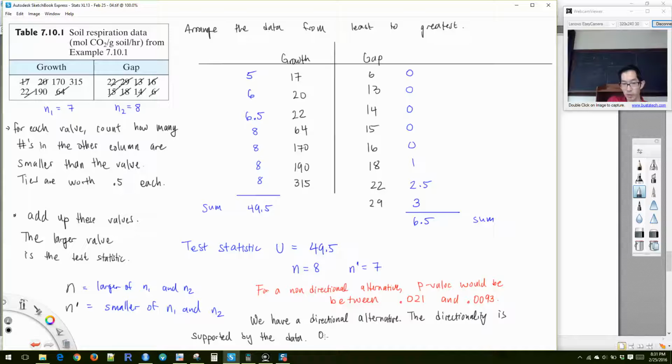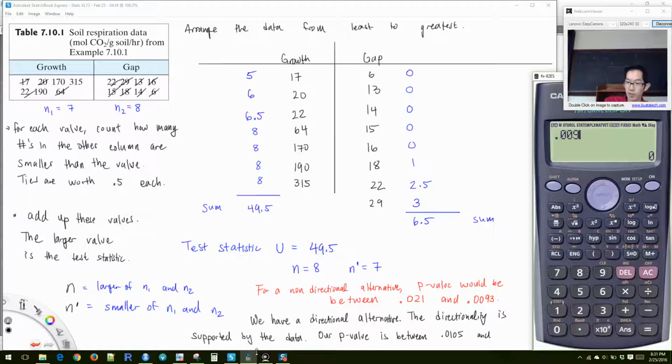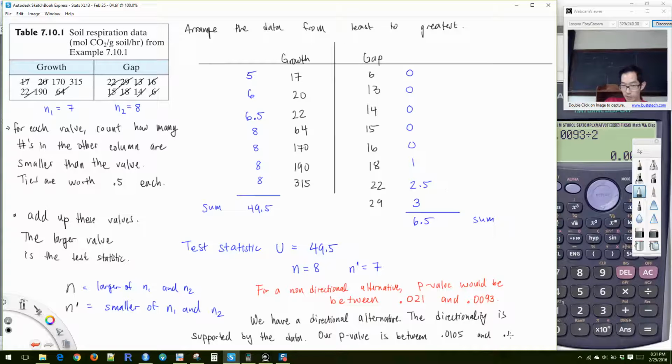So our p-value is between 0.0105 and whatever 0.0093 divided by 2 is, 0.00465. We have a directional alternative, and the directionality is supported by our data. So our p-value is half of what's given in the table.